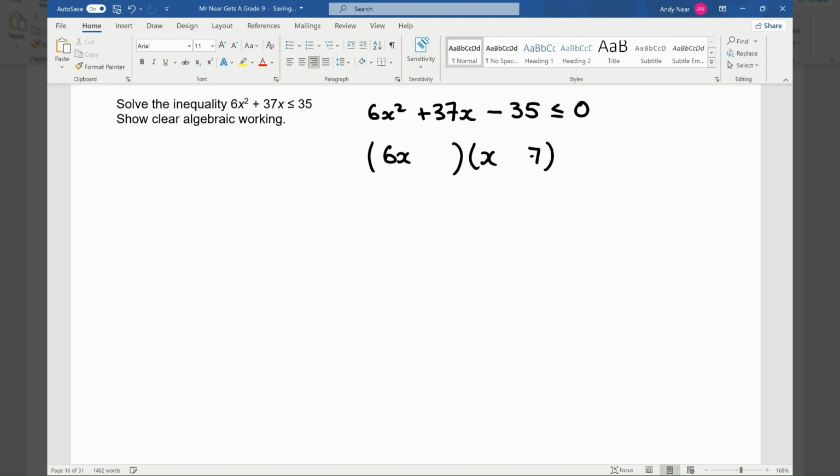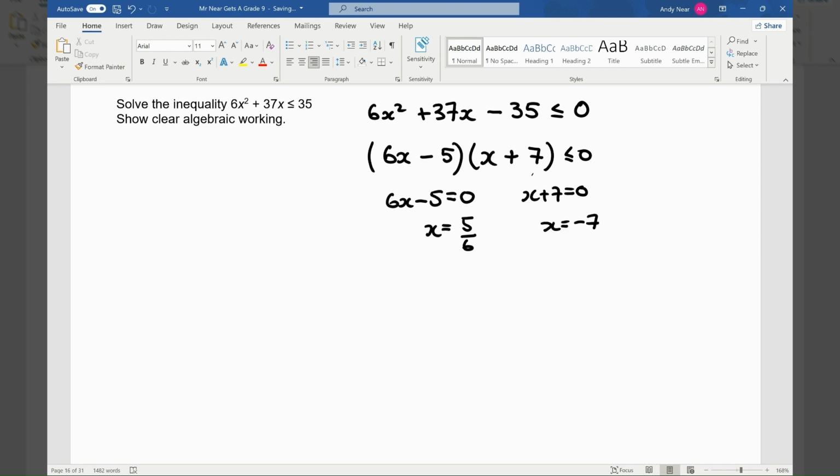So if I put the 7 here and the 5, this will give me 5x, and this 7 and 6 will give me 42x. So if I make it plus 42x minus 5x, I will have the 37x. So my two critical values are either that x is equal to 5 over 6, adding 5 and dividing by 6, or x plus 7 is 0 when x is equal to minus 7.